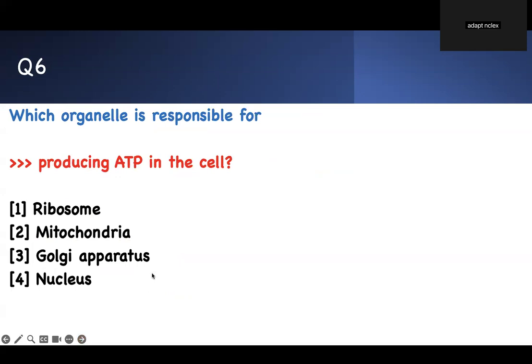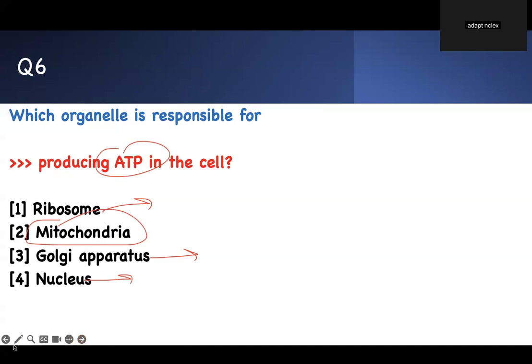Number 6, which organelle is responsible for producing ATP in the cell? ATP is energy. You have to know the parts of the cell and know where energy occurs. Even if you don't know, go through each option and see if you can recognize it. If you know their function, eliminate it. Ribosome makes protein. It does not make energy. The protein is packaged by the Golgi apparatus. The nucleus contains the DNA. By default, mitochondria is where the ATP is produced.